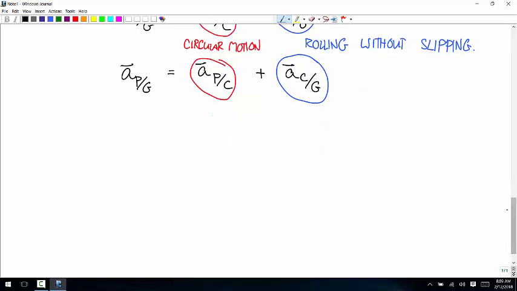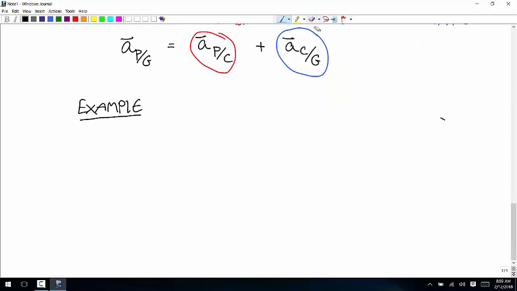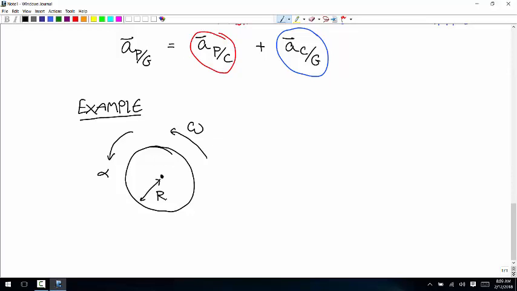Okay, so let's say we have a wheel that's rolling with some arbitrary positive angular velocity omega and also an angular acceleration alpha. And this wheel has a radius of r.